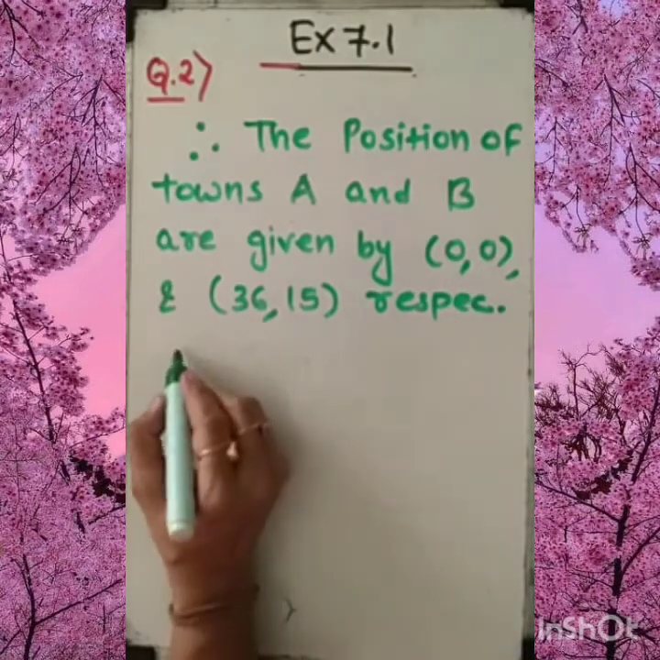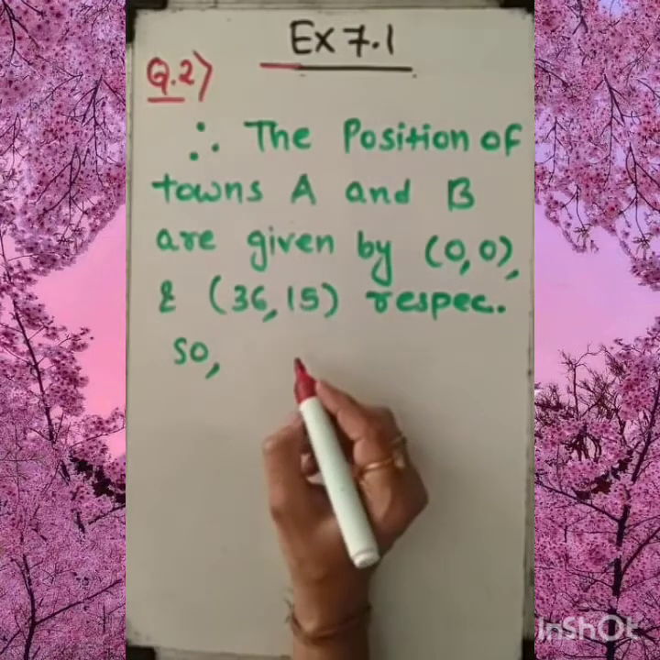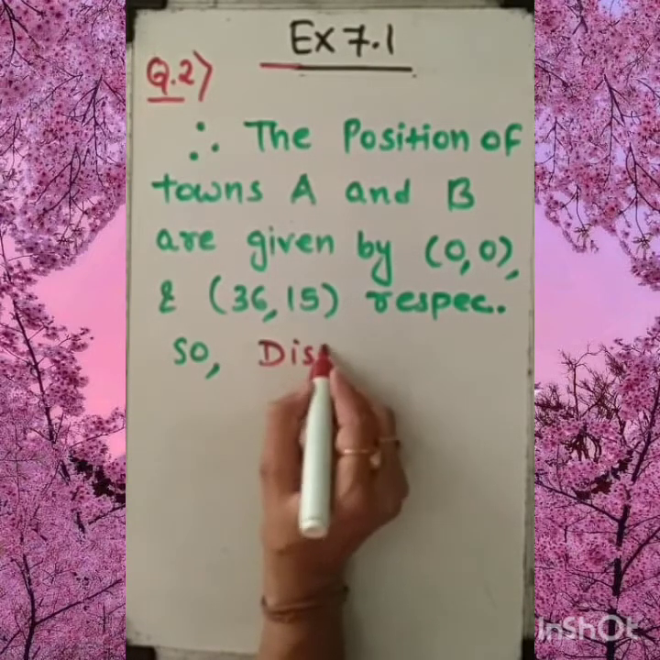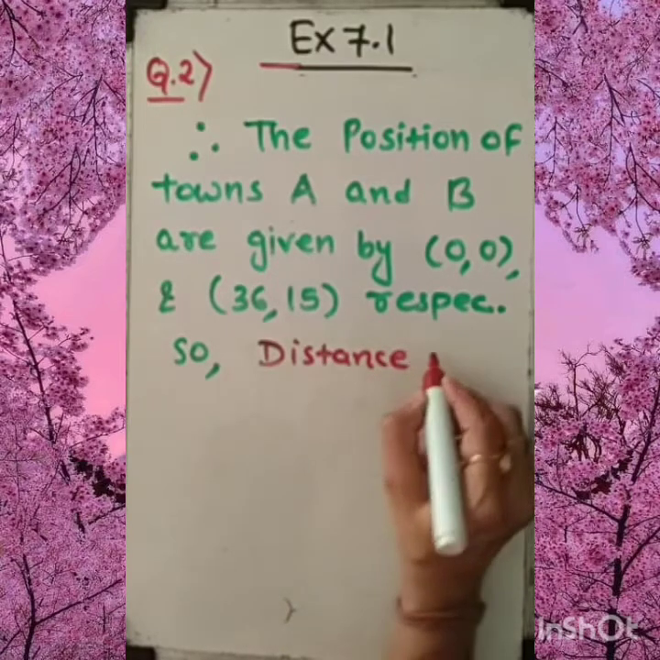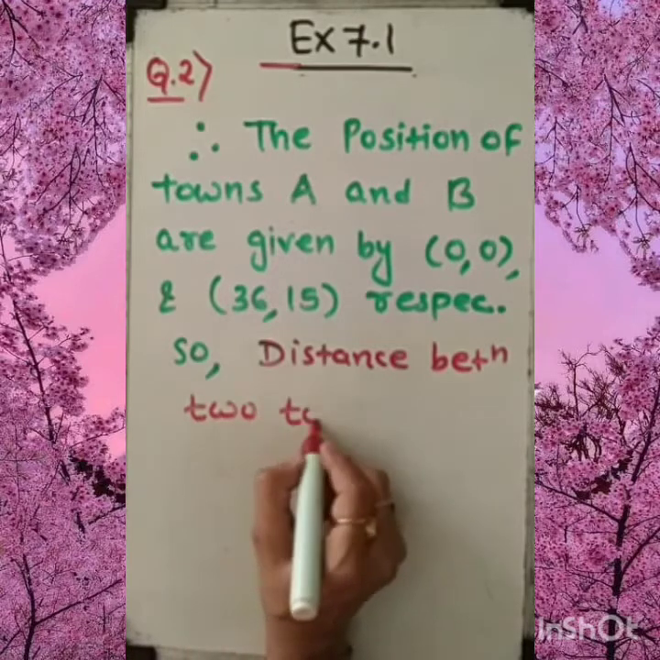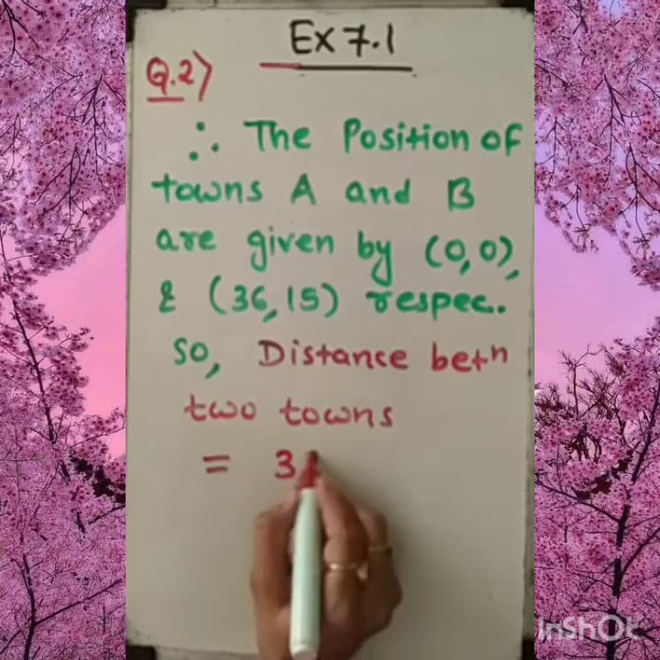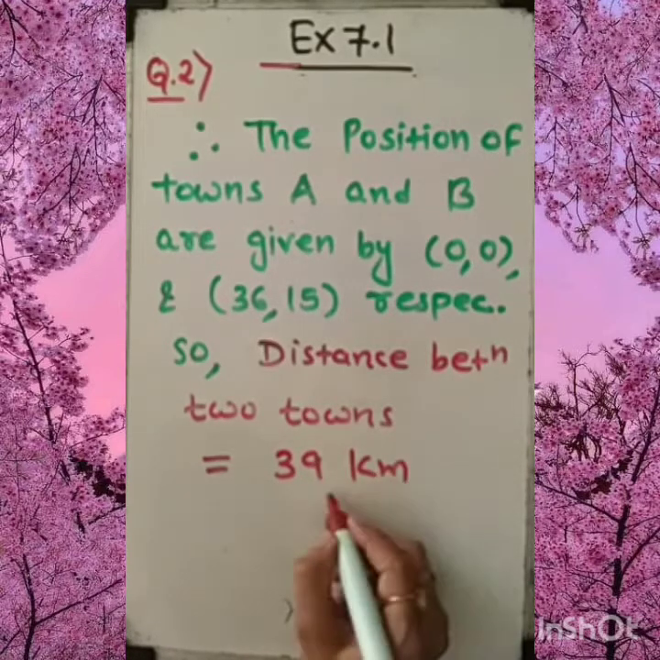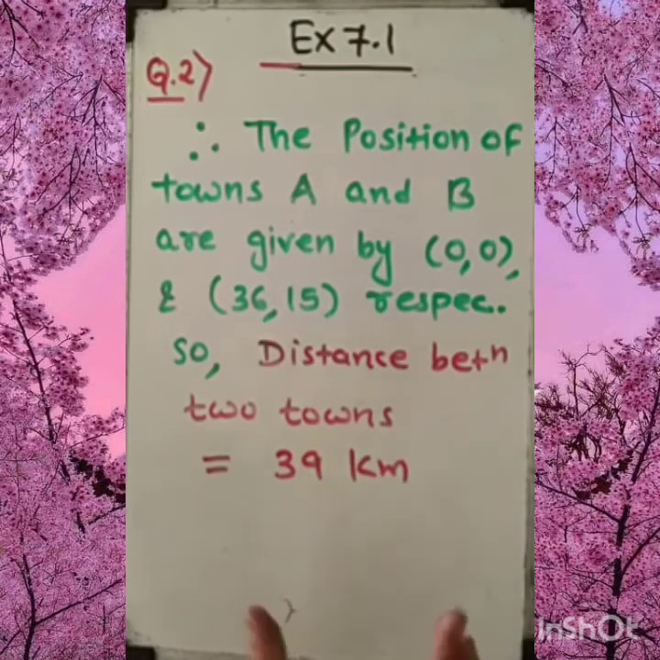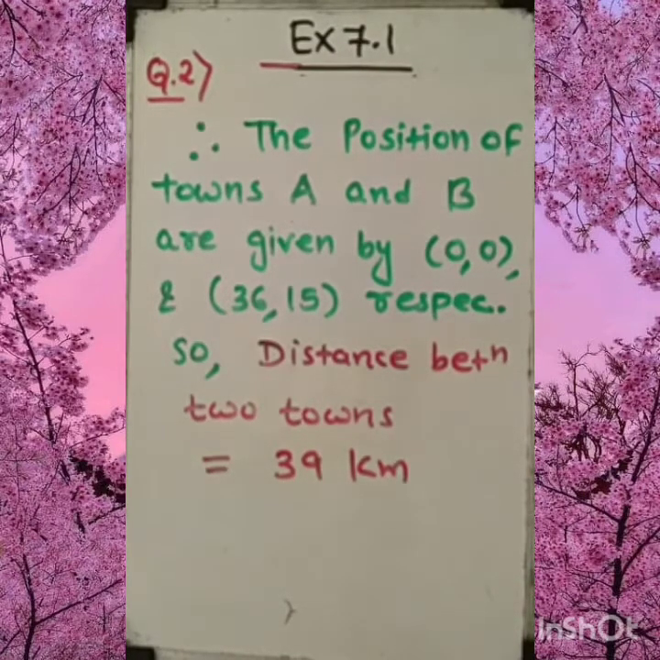So the distance between the 2 towns we need to mention. Therefore, the distance between the 2 towns A and B is equal to, the answer was ours, 39 kilometers, because we know distance is generally defined in kilometers. Got it? So this is the answer of question number 2. Clear?